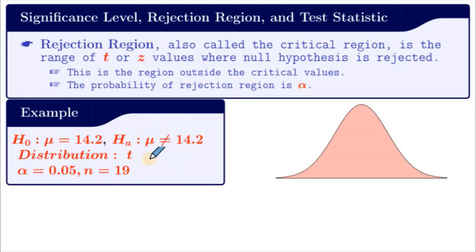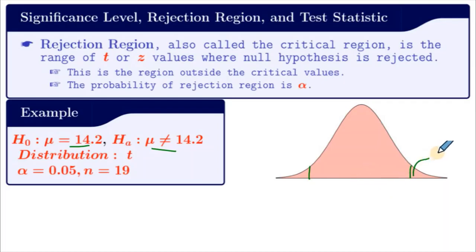Now, let's look at this example. Here we have null and alternate hypothesis given like this. Note that this is two-tailed hypothesis since we have not equal to sign in the alternate hypothesis. It also says we are using t-distribution with significance level alpha of 0.05 and sample size of 19. Now, let's draw the rejection region in this graph. Since it is two-tailed, we have rejection region on both sides. So we divide into two parts.